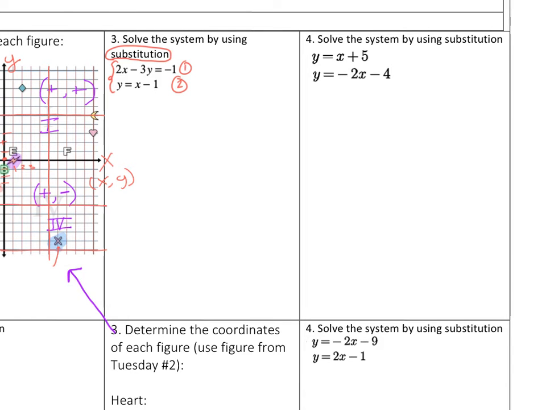You're going to plug in one of those equations into the other, solve for x or solve for y, depending on what you are solving for. And then once you have your x value or your y value, you're going to plug it into one of those 2 formulas to find the other value.